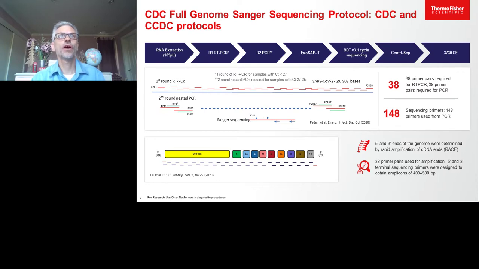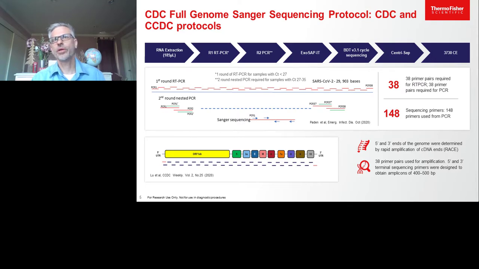And in the cases of a low viral load, where a second round nested PCR is performed, primers that sit just inside the original primers are used. This produces amplicons in the range of about 320 to 1,000 base pairs. And then 4 individual sequencing reactions are used to sequence both the forward and the reverse regions of each PCR product. So a total of 148 sequencing primers are used. And a single sample takes about 18 hours to sequence via this approach. And as I mentioned, this protocol is very useful for detecting low viral load samples.